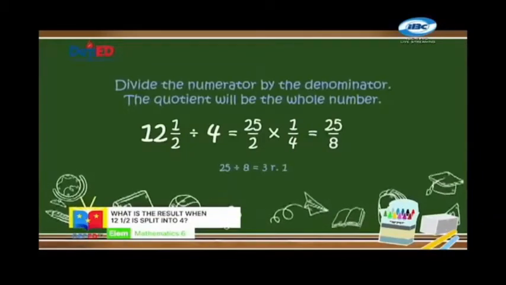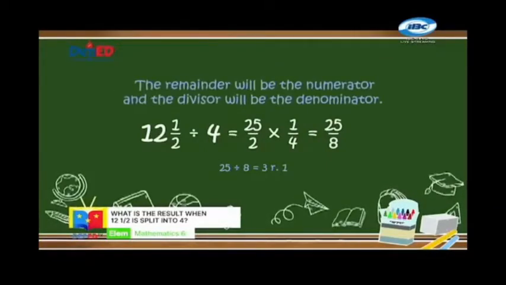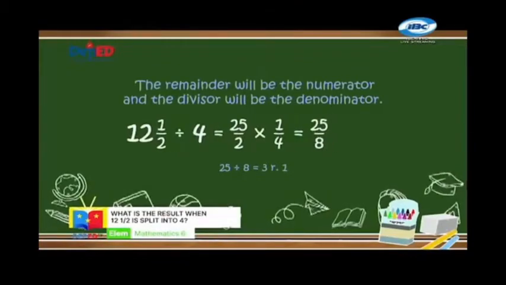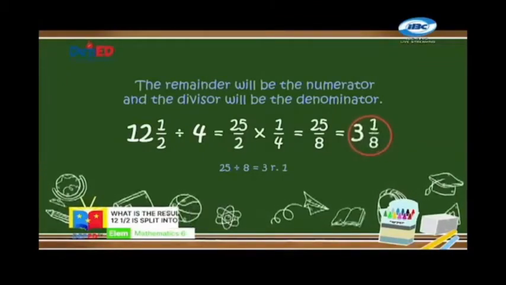Divide the numerator by the denominator. The quotient will be the whole number. The remainder will be the numerator. And the divisor will be the denominator. 25 divided by 8 equals 3 remainder 1. Because of that, 25 eighths equals 3 and 1/8. Therefore, the result when 12 and 1/2 splits into 4 is 3 and 1/8.